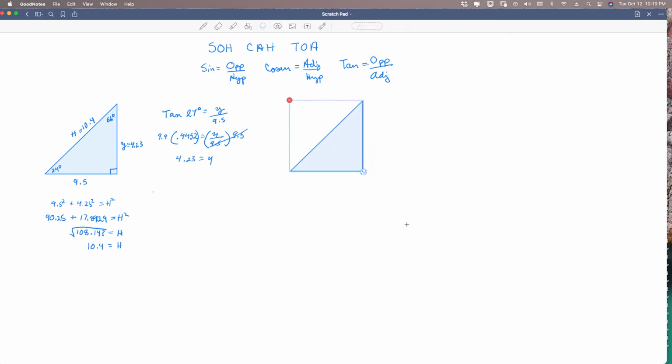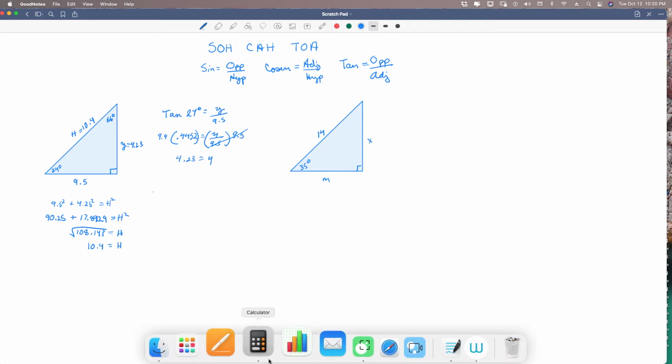All right, let's get another triangle. Put it right here. Let's put some dimensions in for this triangle. We have a hypotenuse of 14. We have 35 degrees down here. We have M and we have X, and this is a right angle, and we don't know the measure of this angle. Well, we can find that one pretty quick.